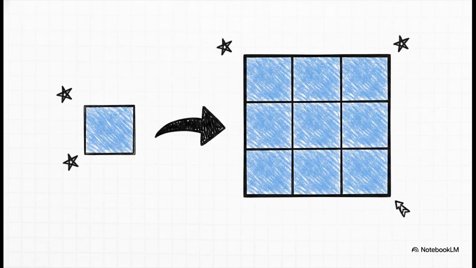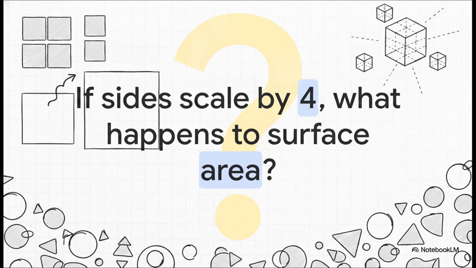Because surface area is a two-dimensional measurement, any linear scale factor we apply to the solid's edges doesn't just multiply the area by that scale factor. No way. Instead, the scale factor actually has to be squared to find the new surface area. If you scale up the length and you scale up the width, you are literally multiplying the scale factor by itself.